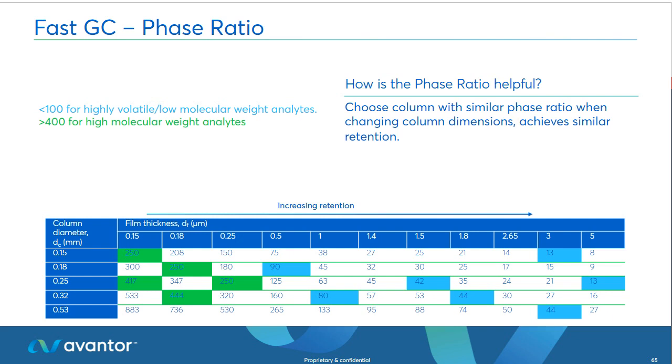So then the blue highlighted values are below 100 for highly volatile, low molecular weight analytes, and then up to 400 and above, these can be medium to high molecular weight analytes.